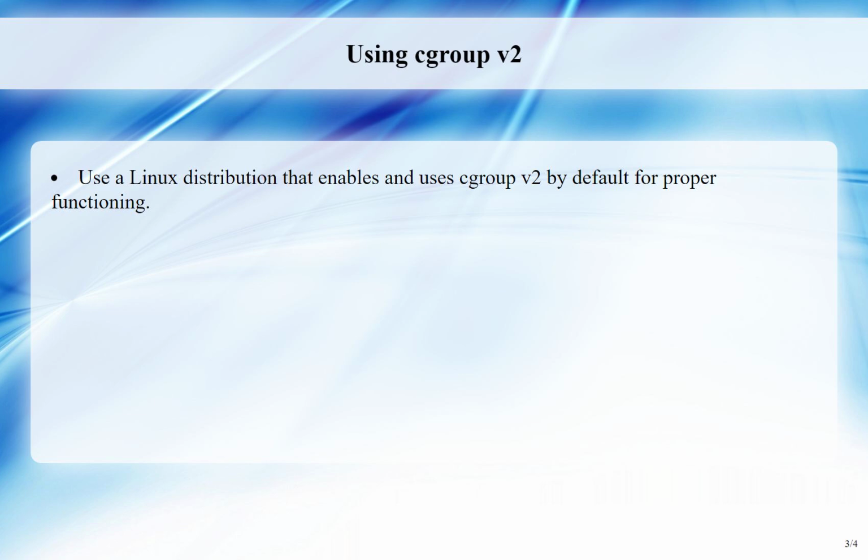Using cgroup v2. The recommended way to use cgroup v2 is to use a Linux distribution that enables and uses cgroup v2 by default. To check if your distribution uses cgroup v2, refer to the Identify cgroup version on Linux nodes guide.